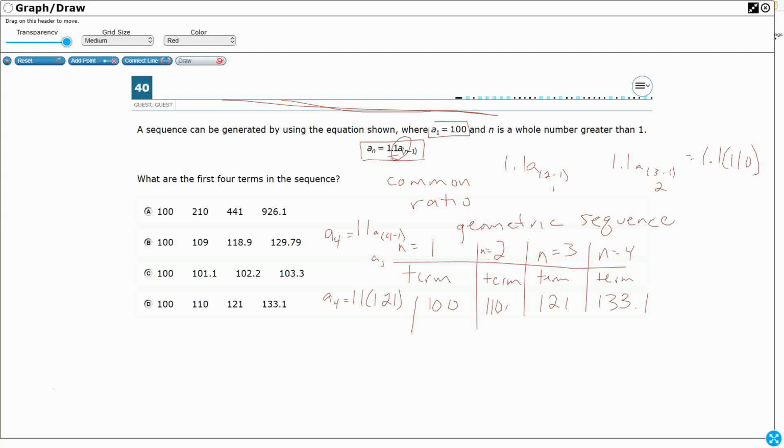133.1. Now you see we've got all four of them spelled out here, and we are going to see them right down here on D: 100, 110, 121, 133.1, and the rest just simply don't work. So that is going to be our answer, D.